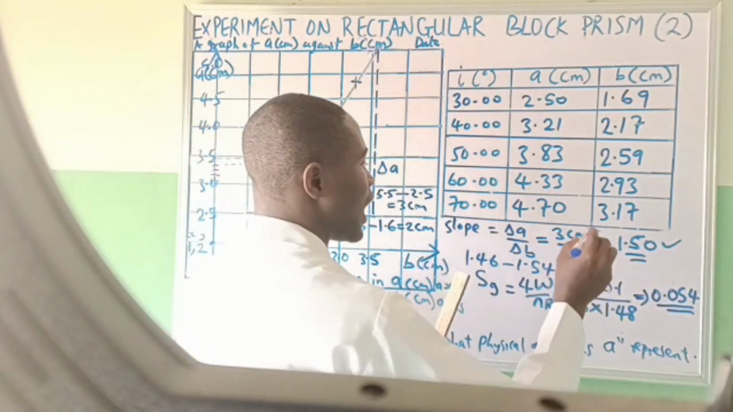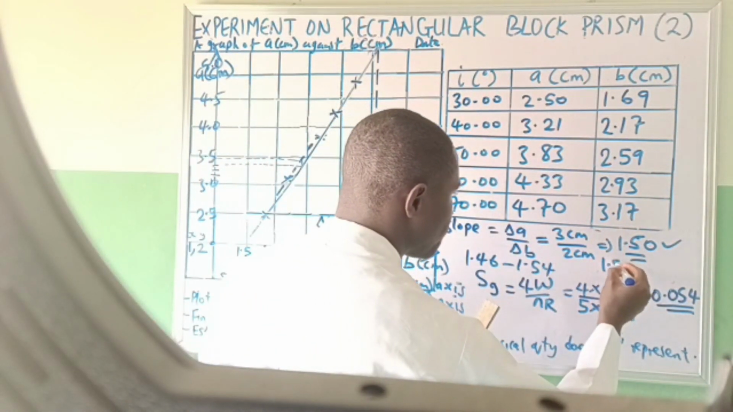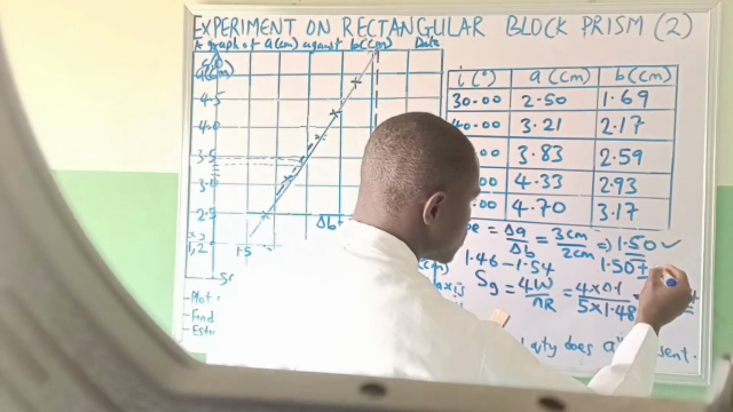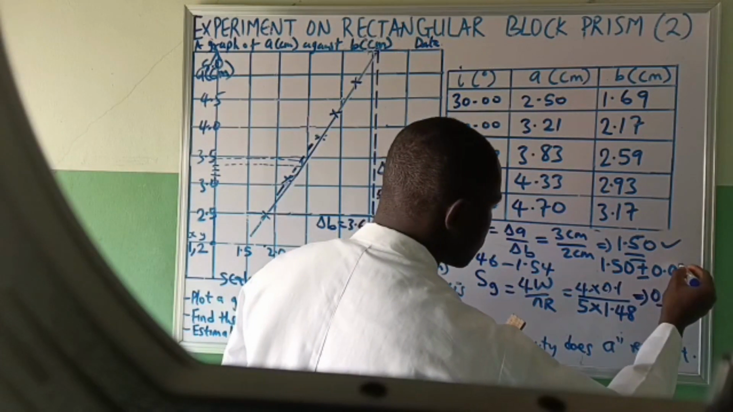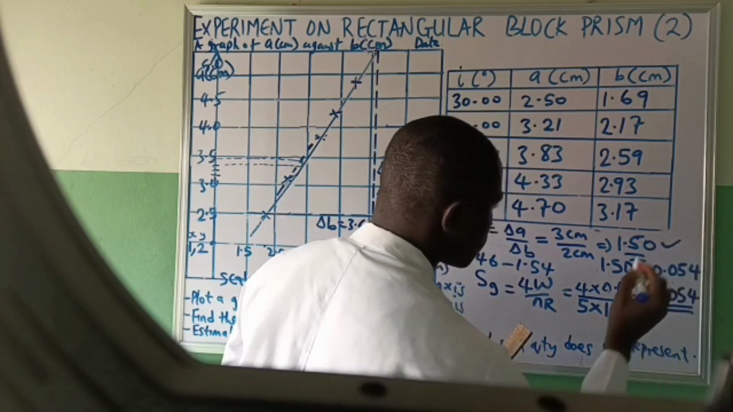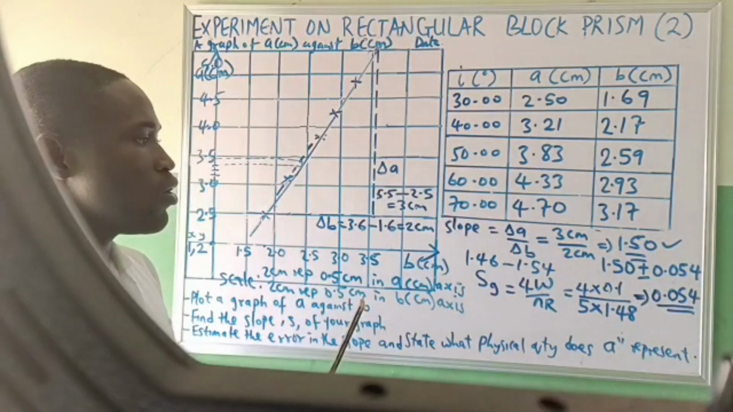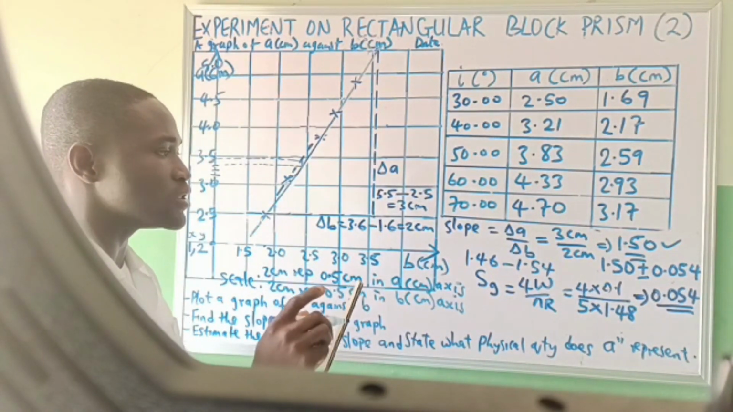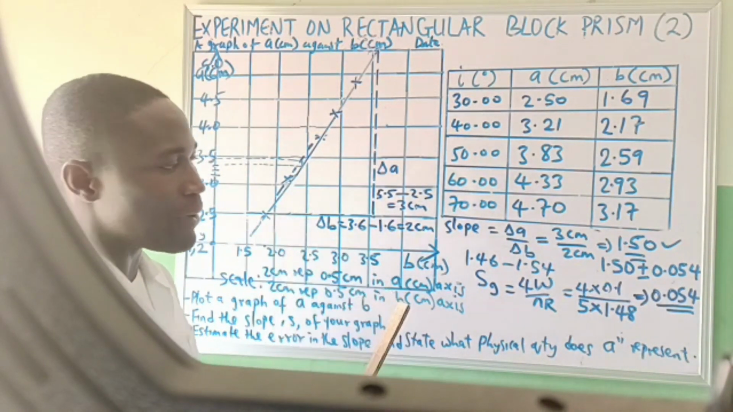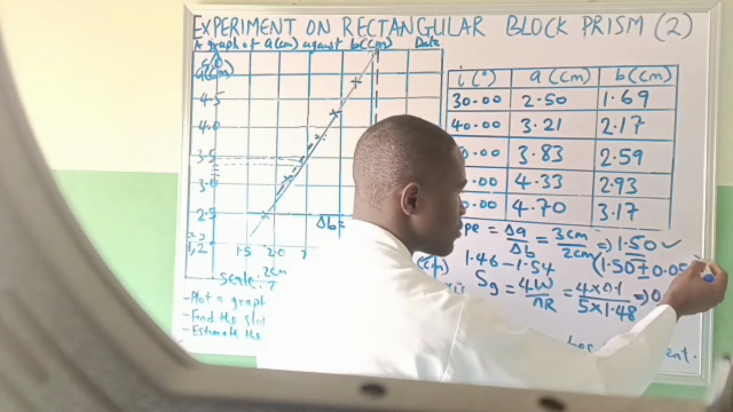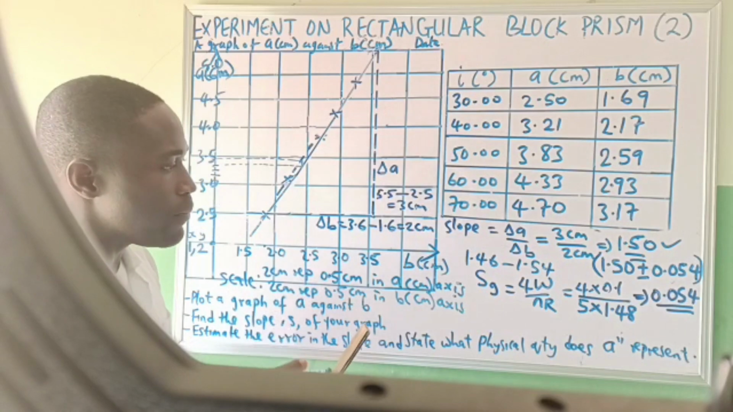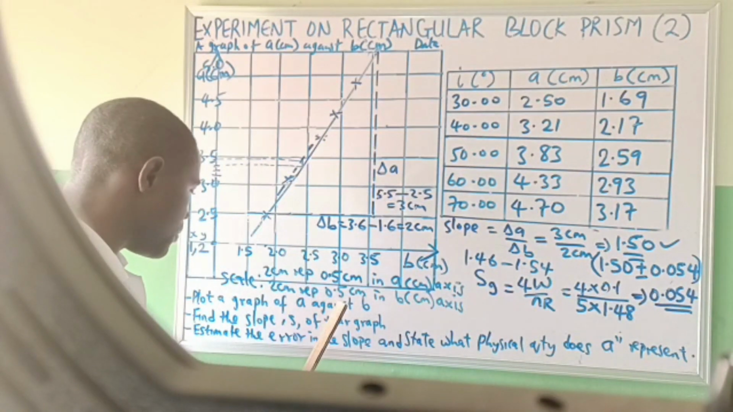That means our slope is 1.50 plus or minus 0.054. That is how to package your slope. Okay? Now we have gotten our slope and we have gotten the error in the slope.